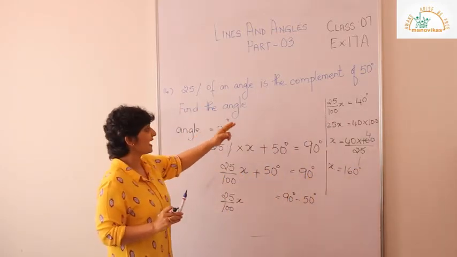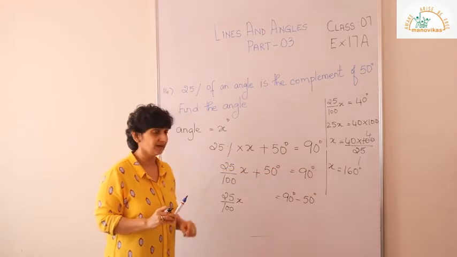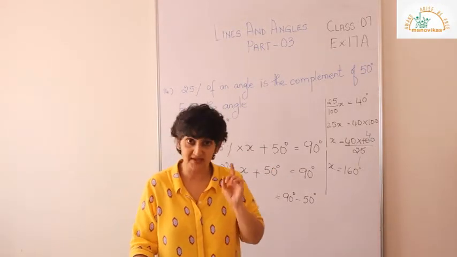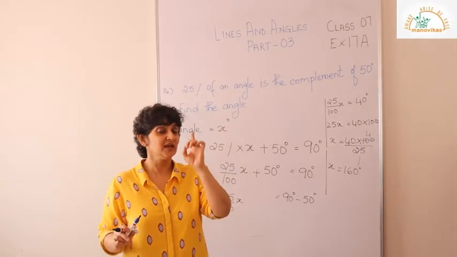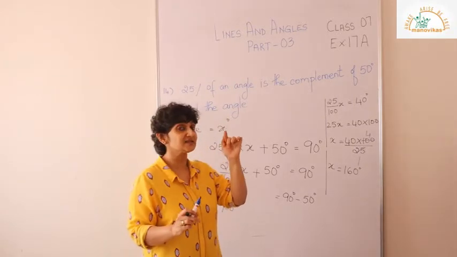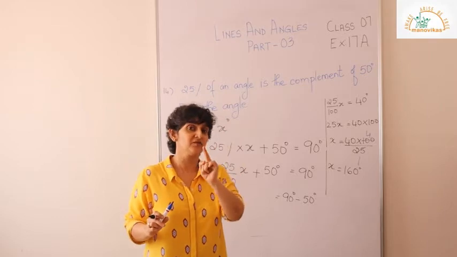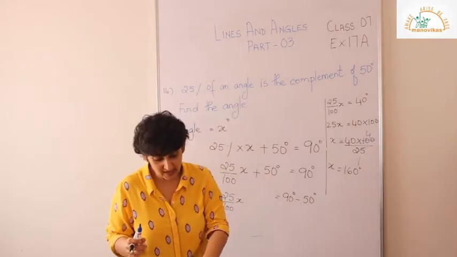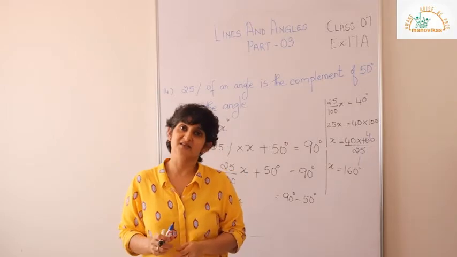So what is the angle that you want to know? The angle is 160 degrees. I hope you have understood this. Question 15 is similar. The only thing is there you are going to put it as supplementary, so the sum is going to be 180 degrees. So let's move on to the next sum.